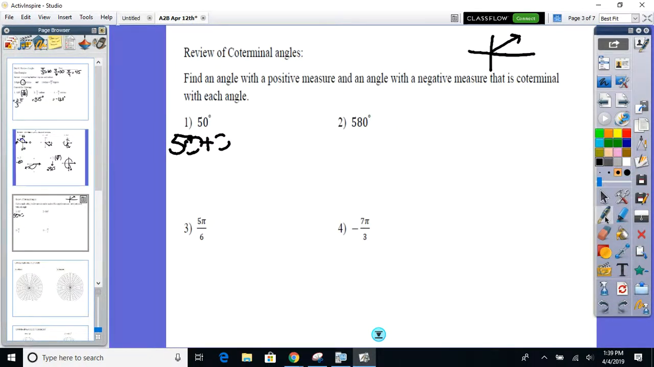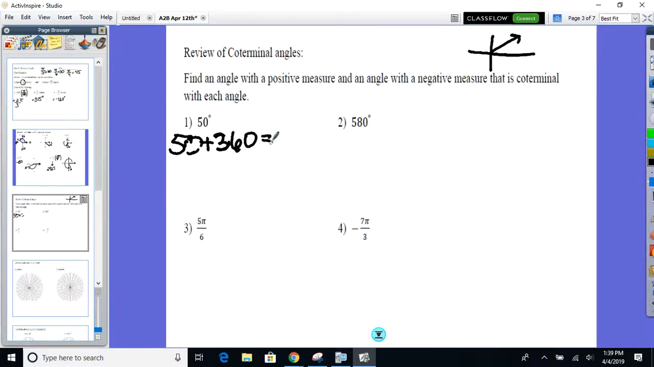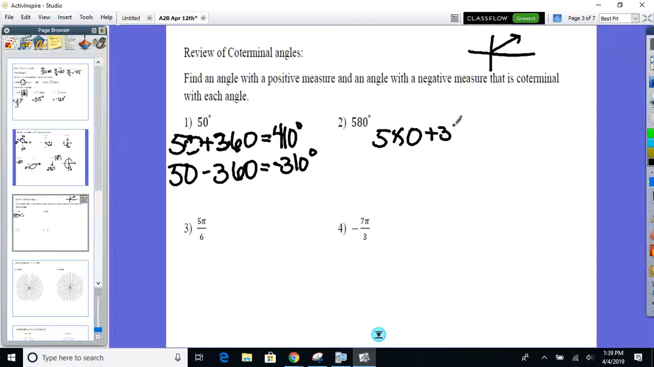This pen is killing me. So another positive angle that's coterminal with 50, 410. And what if I wanted the negative angle? Yep. 50 minus 360. Negative 310. 580. Okay, so you can still add 360. Nothing wrong with that. What was that? 940, everybody?